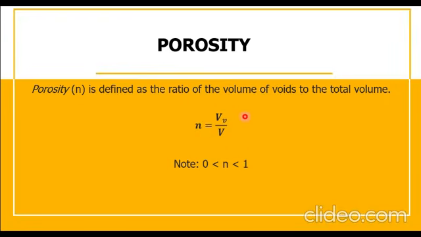Why? Because volume of voids can never be more than the total volume, because volume of voids is just part of the total volume of soil. That's why it just ranges from 0 to 1.